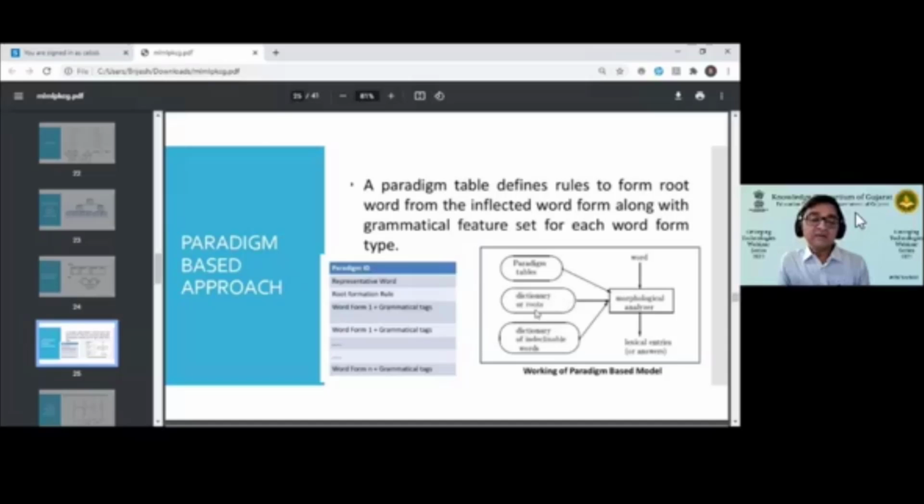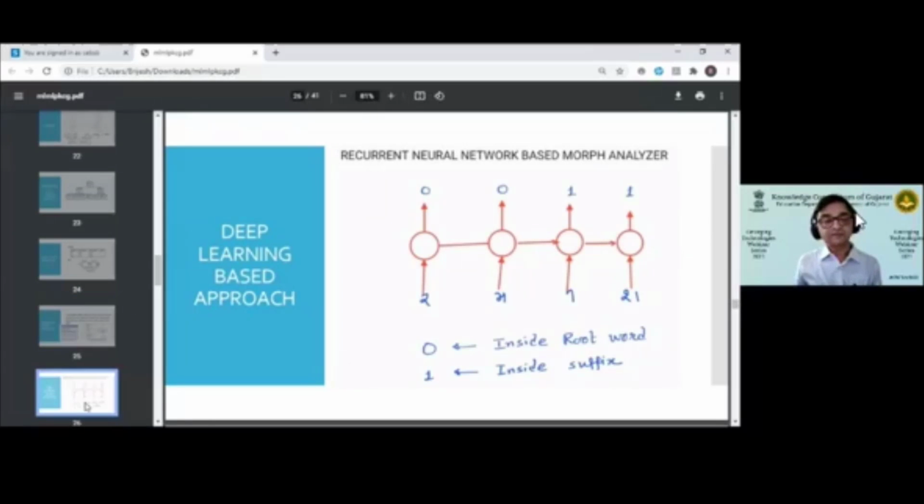Also look at the dictionary and find out which root word corresponds to the inflected word that we are looking at. And also look at the indeclinable words, the words which don't take any kind of marking, and use them as knowledge for morphological analysis, and construct a lexical entry or generative answers for the morphological analysis. This is the paradigm-based approach to build a morphological analyzer.